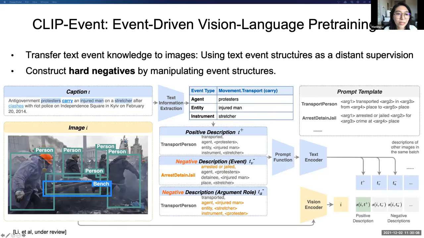So this pre-training is done on top of CLIP. This text encoder is from the CLIP text encoder, and the vision encoder is the CLIP vision encoder. Got it. Okay, thanks.